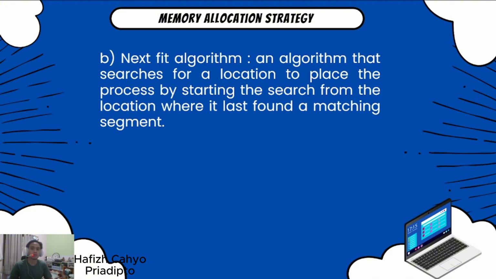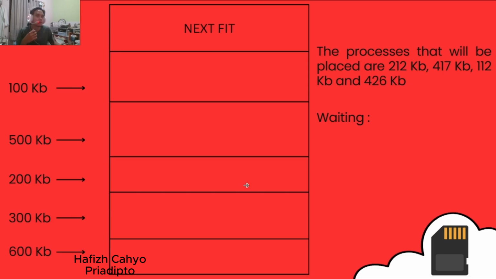And the next one is the next fit algorithm. An algorithm that searches for a location to place the process by starting the search from the location where it last found a matching segment. So basically, the next fit algorithm is the same as first fit like I explained before, but there's something different in how it works. So let's get into the example. There is a table again, same as before, guys, but in this slide I will try to explain with the next fit algorithm.